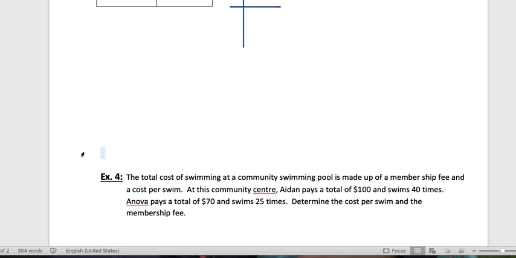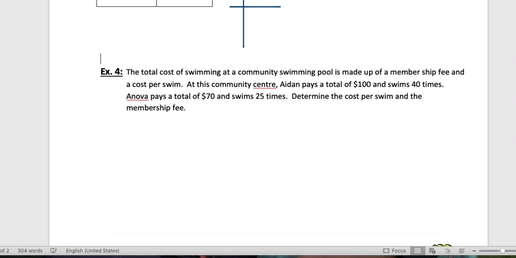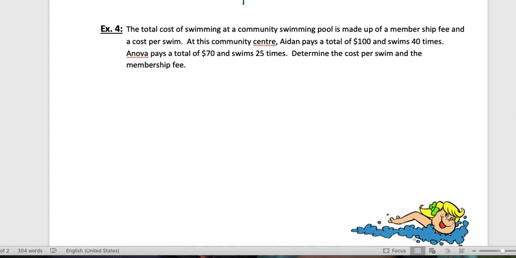And lastly, we'll take a look here at example 4. So example 4 says the total cost of swimming at a community swimming pool is made up of a membership fee. So that membership fee is your initial value or fixed cost, and a cost per swim. So cost per swim should signal to you that that is a rate of change. At this community center, Aiden pays a total of $100 and swims 40 times. Anova pays a total of $70 and swims 25 times. Determine the cost per swim and membership fee.